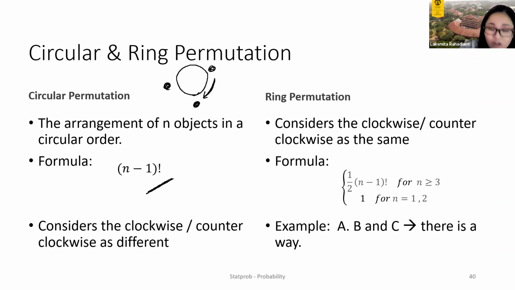If I had more criteria, I can also consider the ring permutation, which means that I don't care if it goes counterclockwise or clockwise. If it's the same order, like ABC this way or ABC the other way, I assume it's the same thing. And thus I divide it by 2 because the 2 different directions, clockwise and counterclockwise, don't matter to me.